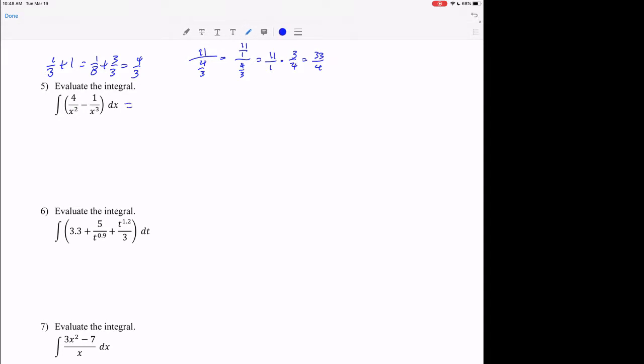All right, now rewrite this. This is the integral of 4x to the negative 2 minus x to the negative 3 dx. Negative 2 plus 1 is negative 1, and negative 3 plus 1 is negative 2. So this is going to be 4x to the negative 1 over negative 1 minus x to the negative 2 over negative 2 plus c. Now I'm going to simplify the negative sign. So this is minus 4x to the negative 1 plus x to the negative 2 over 2 plus c.